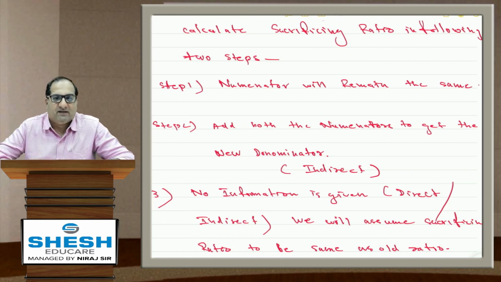Now, when these negotiations took place between A, B, and C, you were not sitting there with them as an accountant. You were not given a chair on the same table. So we were not present. How will we come to know? They will tell you, either directly or indirectly. If you are given information directly or indirectly, use that information and find out sacrificing ratio. But what if you are not given information? If you are not given information, that means they did not decide specifically in which ratio who will sacrifice how much, but they definitely decided that they will admit a new partner.